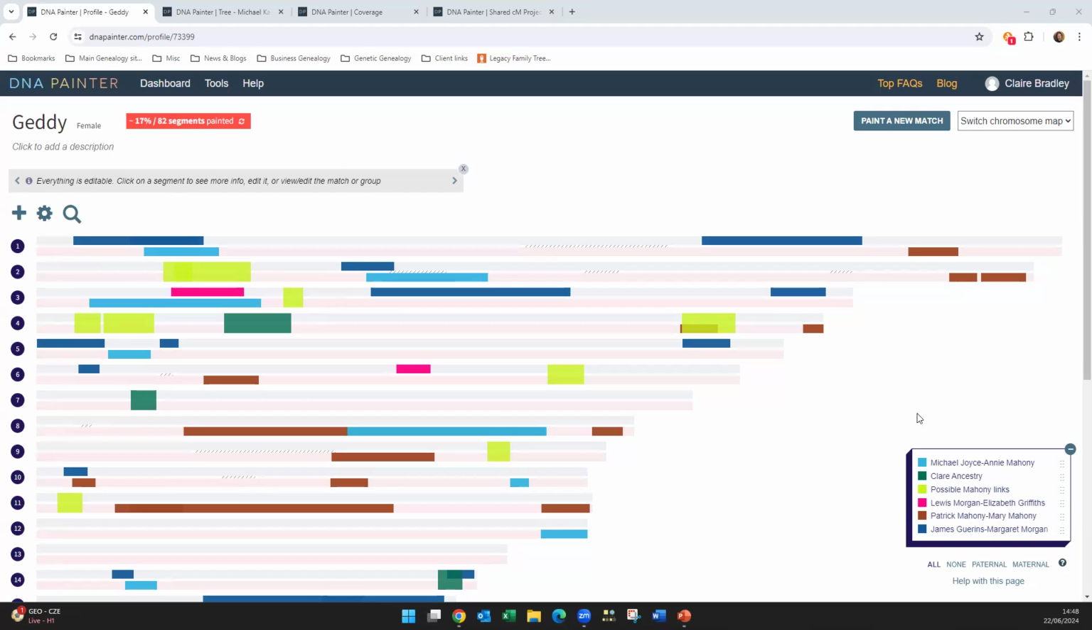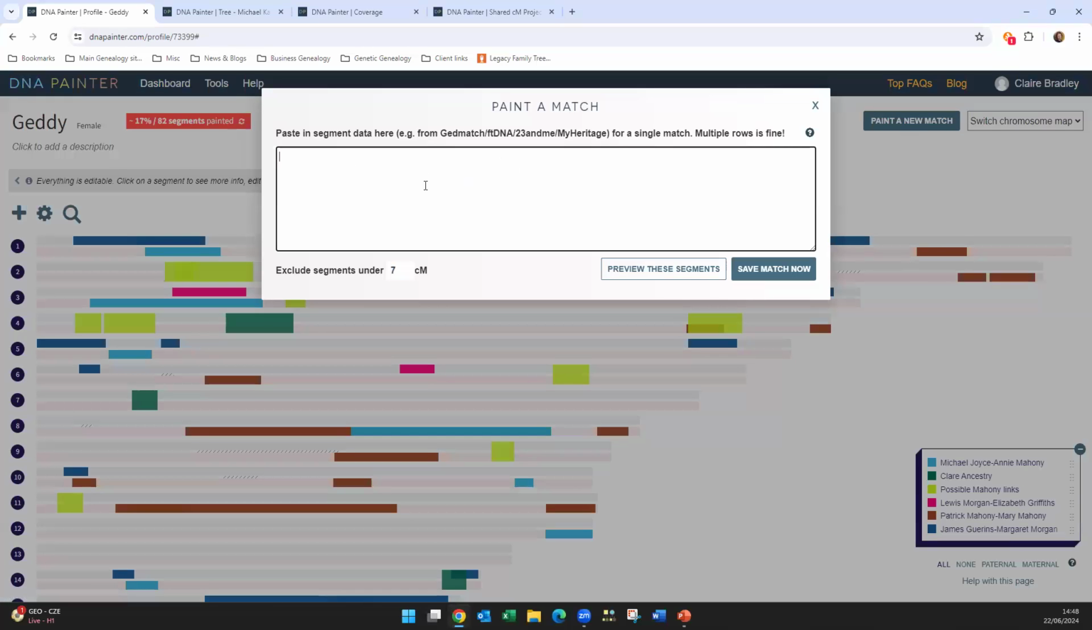Now, if you want to paint a new match into the chromosome browser, what you do is you find that person in GEDmatch, FTDNA, MyHeritage. It says 23andMe there at the moment, but they have temporarily disabled the chromosome browser after their credential stuffing incident last October. So that information isn't available to you there at the moment. I hope it's going to come back.